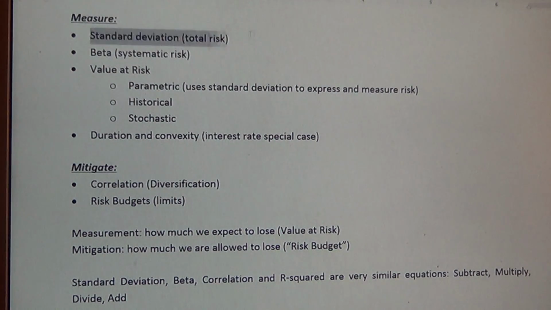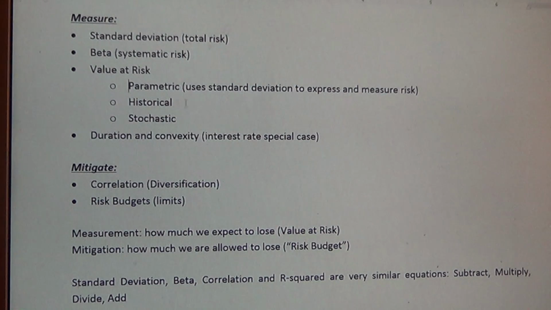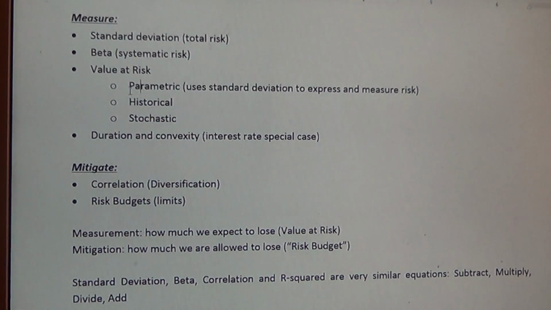So standard deviation is a common measure of risk, and it's also used in value at risk under the parametric approach. Historical risk is very similar to parametric. It's just that instead of using formulas, you actually use historical periods of time. And the stochastic is similar to historical, except you create your own series of simulations and scenarios. You create kind of your own future based on what you see today versus just using historical data.